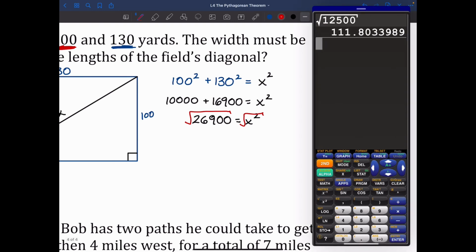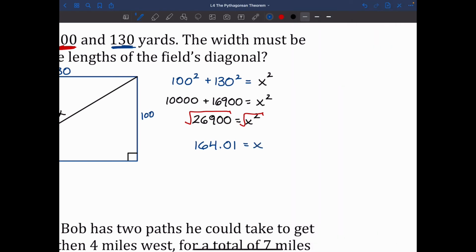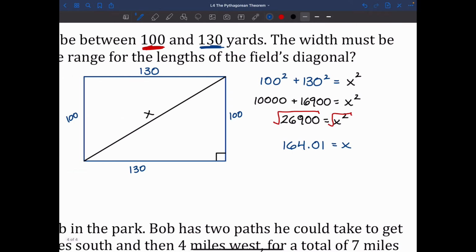Oops. So the square root of 26,900, yuck, is 164.01, but we'll just call it 164. No, let's round it off. It's not exact. All right, so that is the x for this second half of the problem, right? And again, we're going to put yards on there. So we're talking about yards.